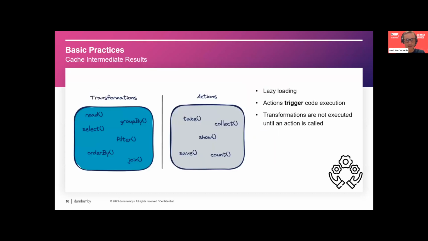Okay, the next basic practice I'm going to talk about is making use of caching and persisting. So to help optimization, Spark uses something called lazy evaluation or lazy loading. This means Spark only executes code when actions are used. So these are things like counts and shows. On the other hand, things like selects, group bys, and filters are transformations. And transformations are not executed until an action has been called. So lazy loading allows Spark to prepare an execution plan to perform these actions.